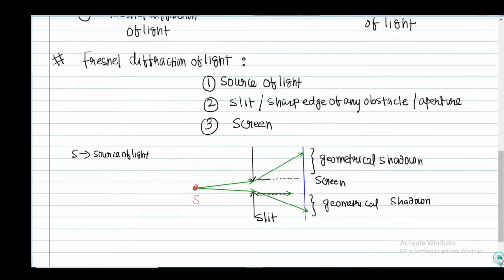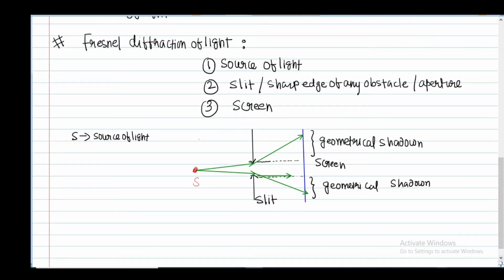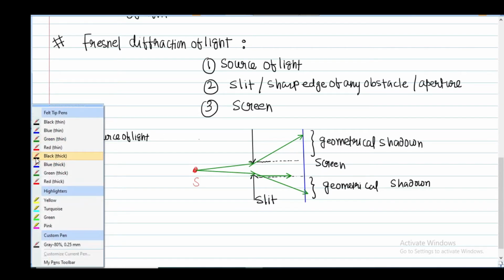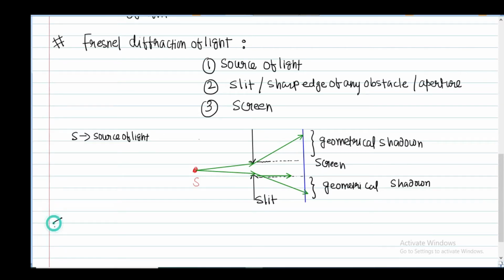Now, the next diffraction of light is Fraunhofer diffraction of light. In Fraunhofer diffraction of light, the slit, the screen and the source of light are all placed very far from each other, which means all are kept at infinite distance with respect to each other. So we have another category of diffraction of light, known as Fraunhofer diffraction of light.